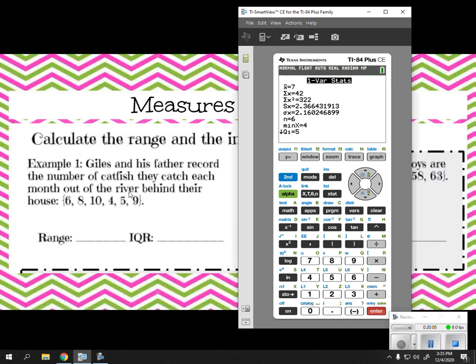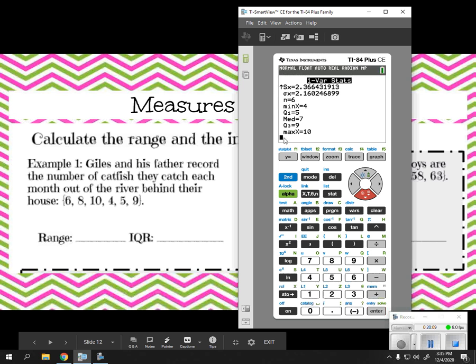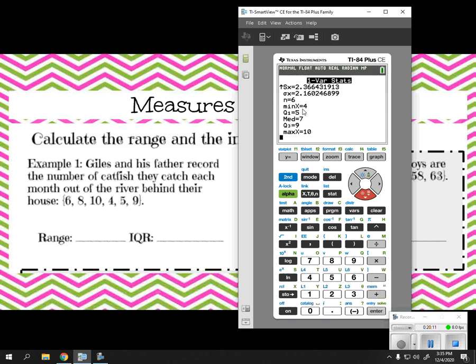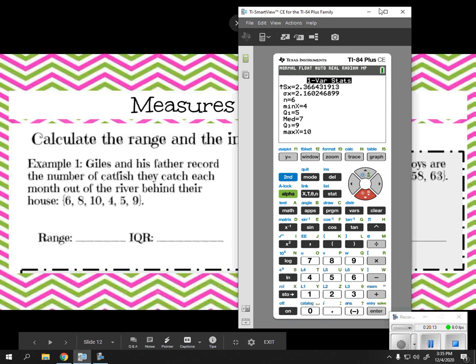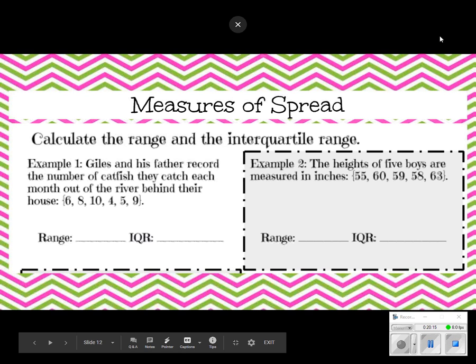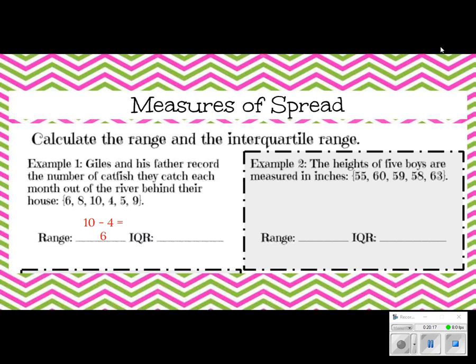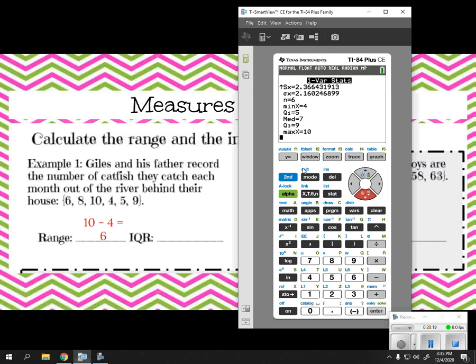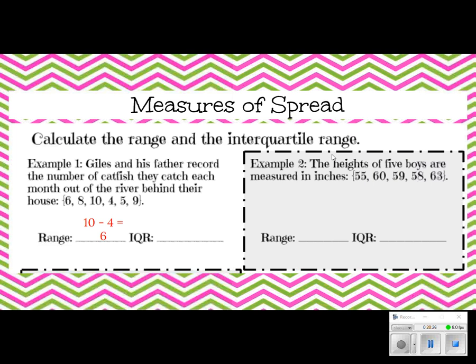All right, so I'm not interested in mean, I'm interested in range. So range is 10 minus 4, max minus min. 10 minus 4 is 6. And then for my IQR, I'll do Q3, which is 9, minus Q1, which is 5. 9 minus 5 is 4.